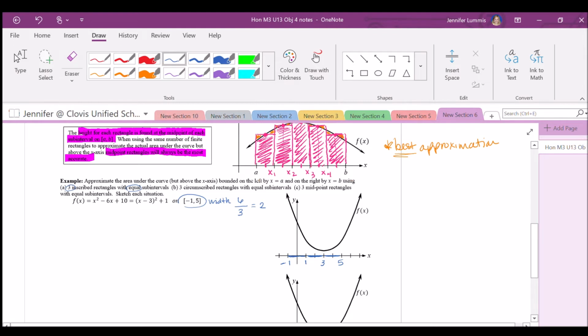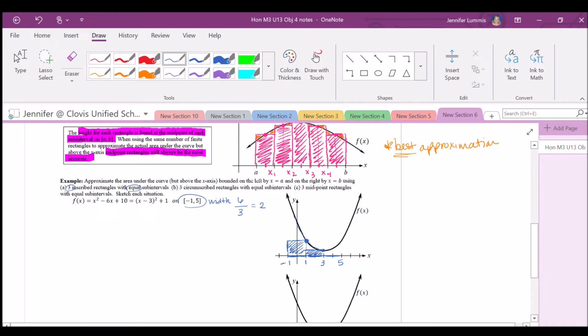To do inscribed rectangles, we're going to draw them in first. We want to choose the lowest point on the curve. Notice from -1 to 1, my curve is only decreasing on that interval. So the lowest point occurs at +1, and that'll be the height of the first rectangle. We can do the same from 1 to 3. The lowest height from 1 to 3, the curve is still decreasing. The lowest point is at 3. That'll be the height of the second rectangle.